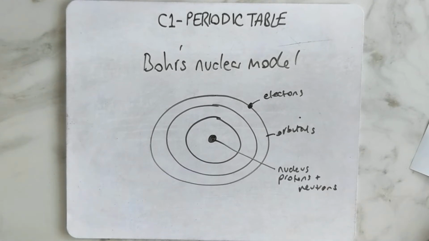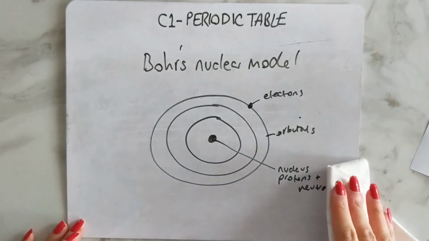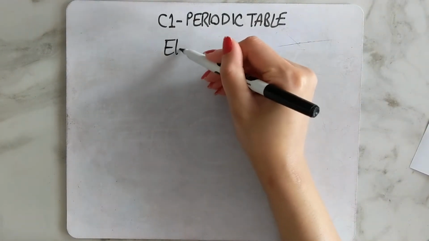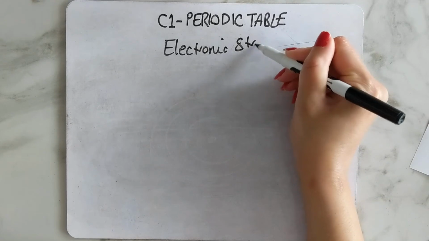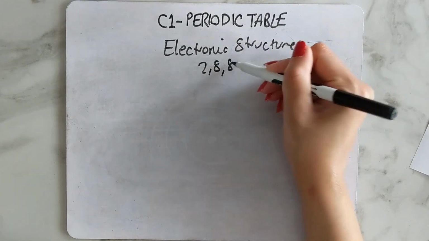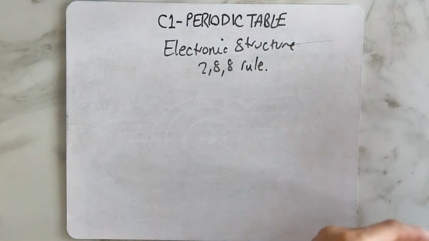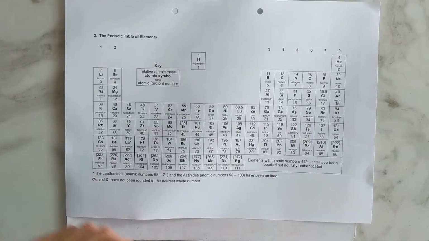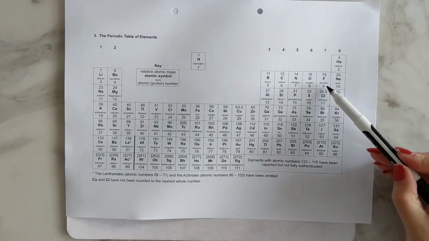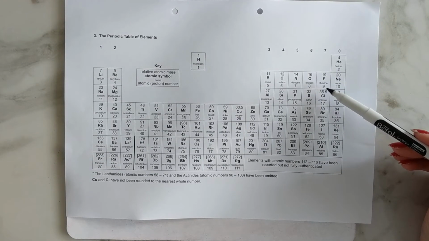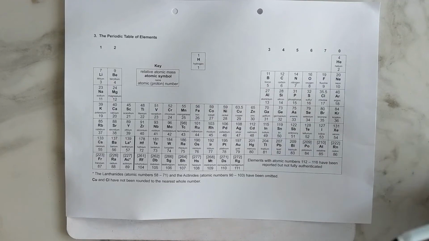So carrying on from this then, with Bohr's nuclear model, let's have a look at how we can fill out the shells for different elements. So this is called the electronic structure, or it's called the 2, 8, 8 rule. So what you need to do is you need a periodic table. So I've got one here. Let's focus on, how about we try fluorine. So you've got the mass number at the top there, you've got the atomic number at the bottom. The bottom number tells you how many electrons are present in that atom. So for fluorine, we've got 9.